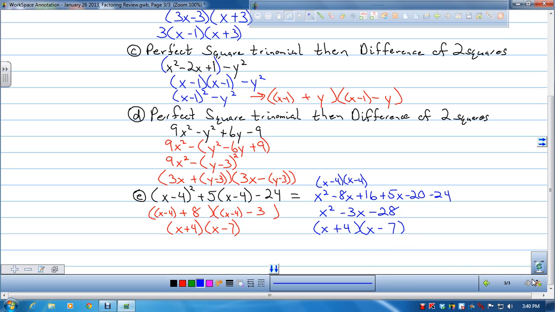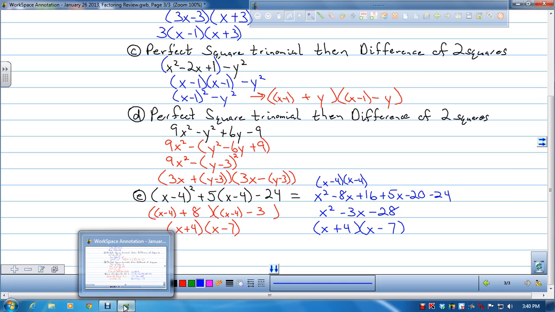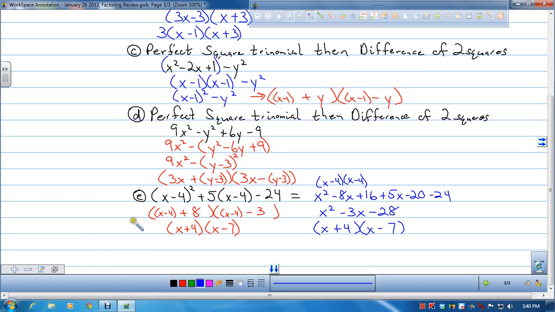Alright. Now that's just a pretty quick review on all of our factoring strategies. If you have any additional questions, be ready to answer those. We'll have some fairly simple daily problem when you come in, and we'll go from there.